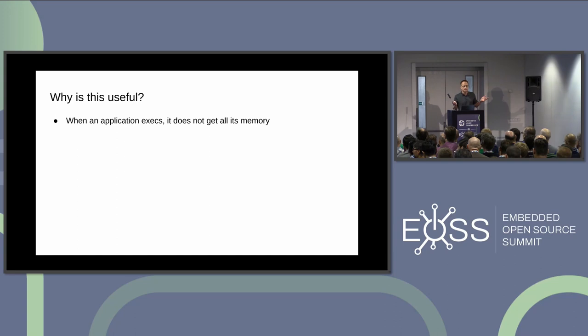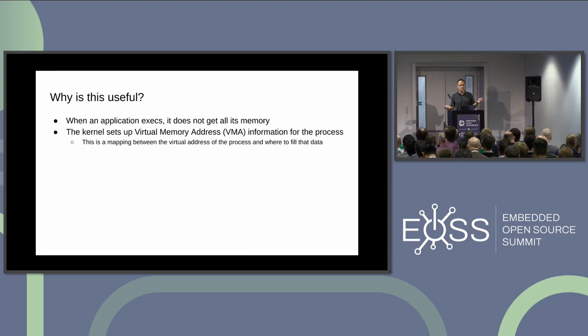Why is this useful? Well, when an application execs, it doesn't get its memory. So what the kernel does, it sets up a virtual memory address. It basically reads the ELF file and says, OK, this part of the file will go into this memory. This part of the file will go into this memory. And it does all this funny stuff. But it actually doesn't pull the file from the disk into memory. It just kind of has this metadata that tells where the files are and where it's going to go. But it doesn't do it immediately.